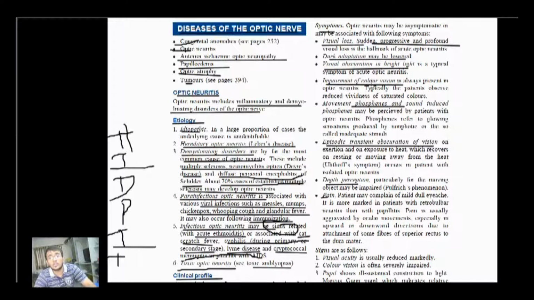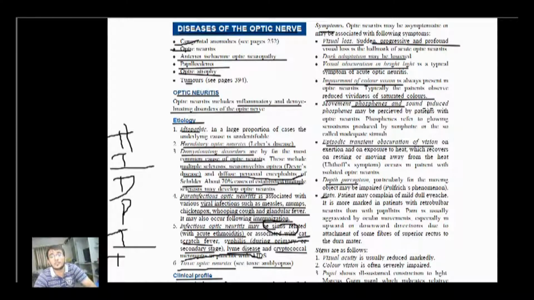Here, visual obscuration occurs in bright light. It is a typical symptom of acute optic neuritis. Then impairment of color vision. It is always present in optic neuritis. Typically the patient observes reduced vividness of saturated colors.